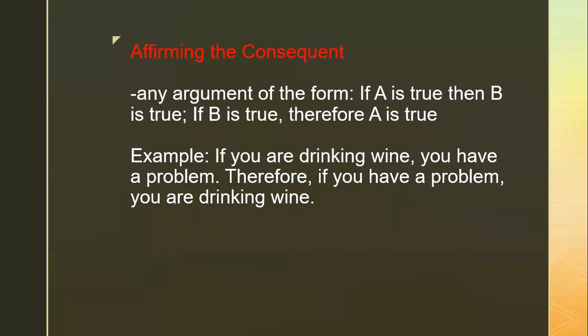Next is affirming the consequent. Any argument of the form, if A is true, then B is true. If B is true, therefore A is true. Okay, example, if you're drinking wine, you have a problem. Therefore, if you have a problem, you are drinking wine. So in affirming the consequent, two situations are treated as similar or connected, which means that you can say that this situation can lead to this situation because you believe that these situations are connected.